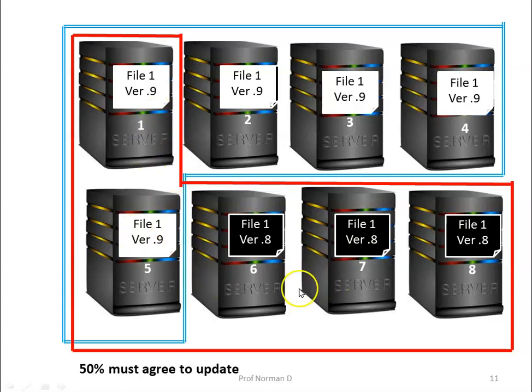But here in this particular example we get files with two different version numbers, version number 9 and version number 8. So in this case you can make out that version number 9 is the recent file and version number 8 is the old file. So the remaining files can be updated. So basically either to perform a write or to perform a read, more than 50% of the servers must agree to update a particular task.